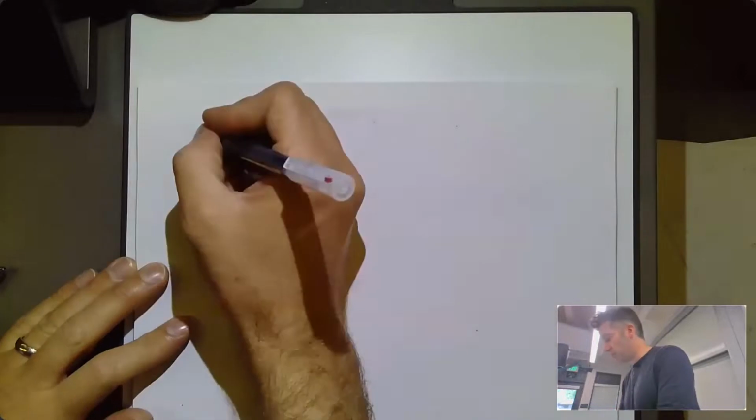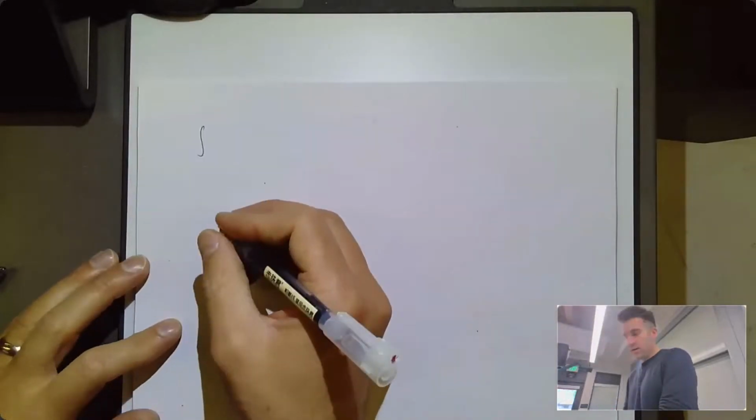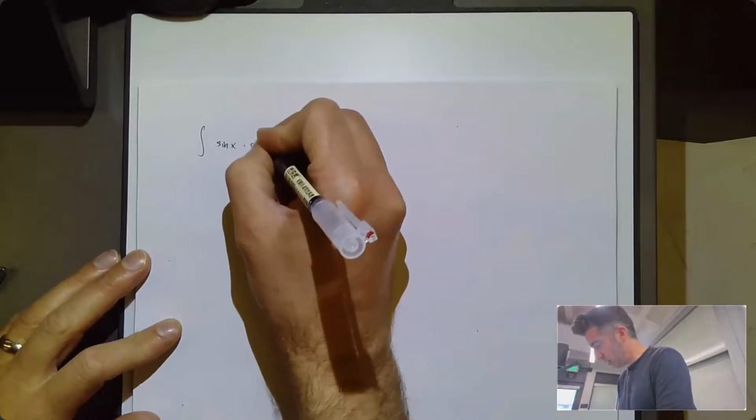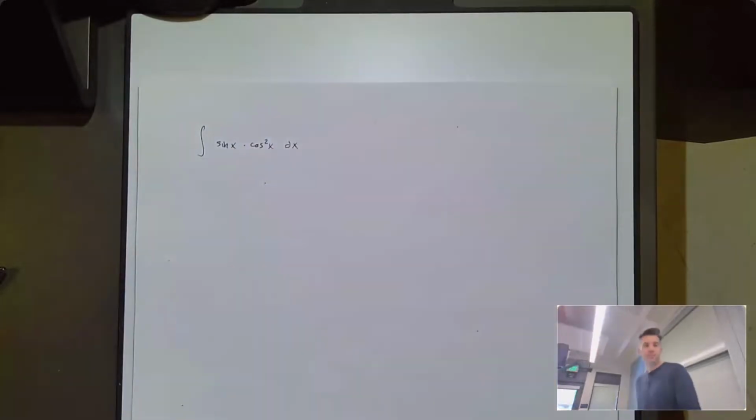Yeah. So let's look at some examples. Let's say we wanted to do, say, the integral of, let's start easy, sine x times cosine squared x dx. Is that easy? Is that terrible?